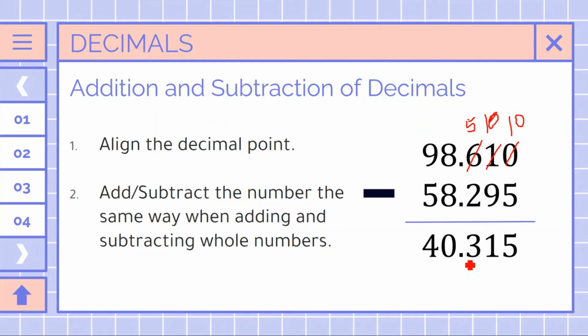And then bring down or copy the decimal point. So 8 minus 8 is equal to 0. And then 9 minus 5 is equal to 4. Kaya naging answer is 4.315. Okay?